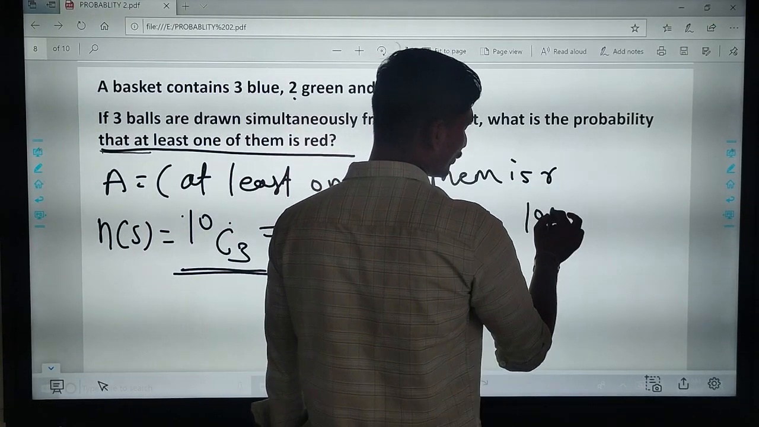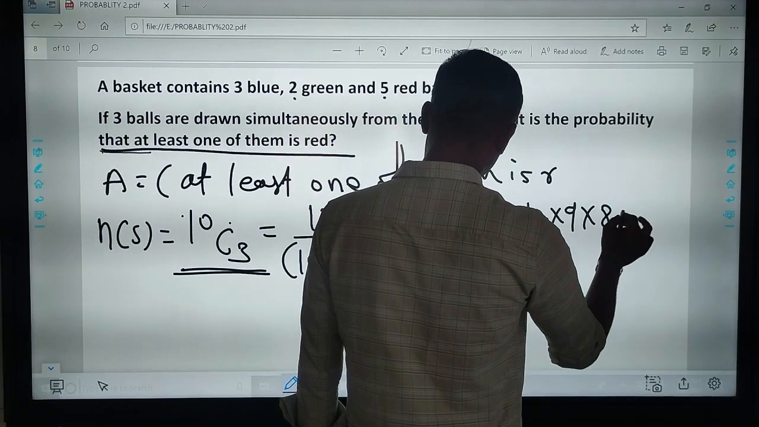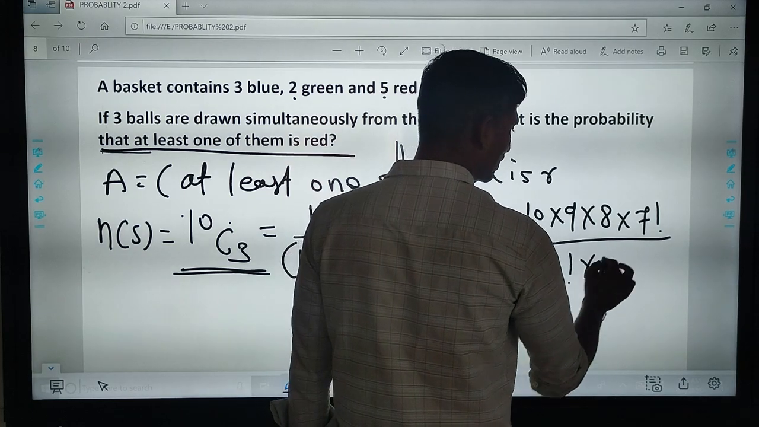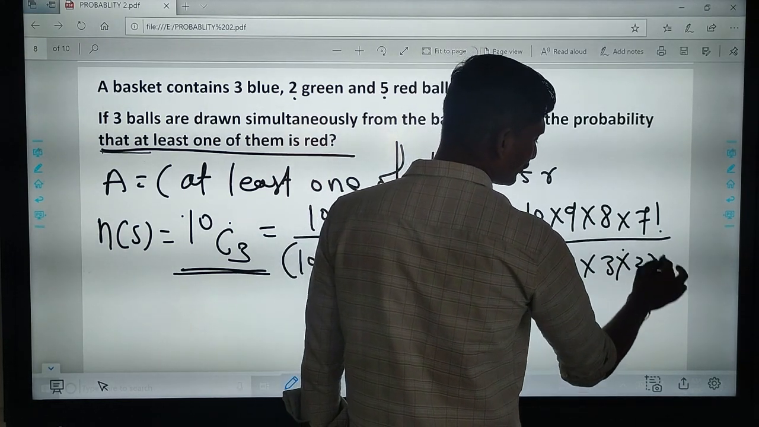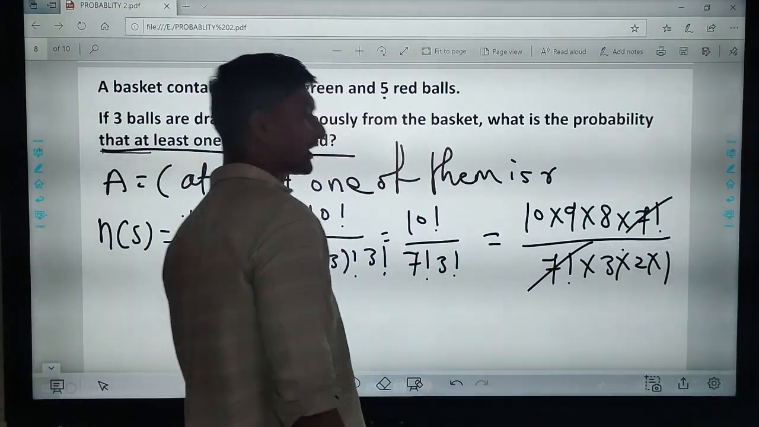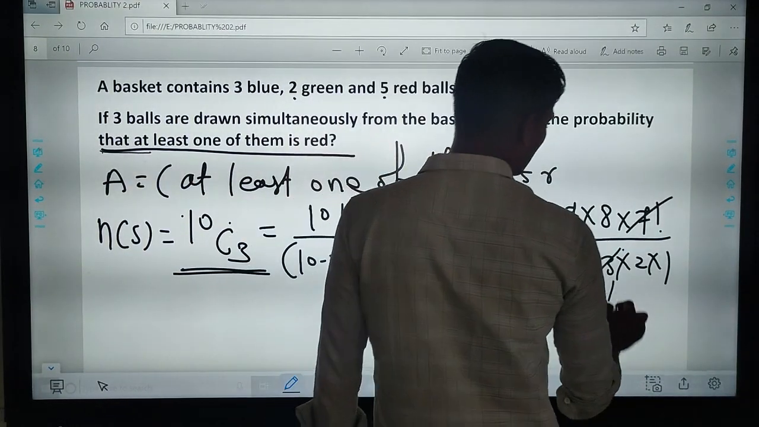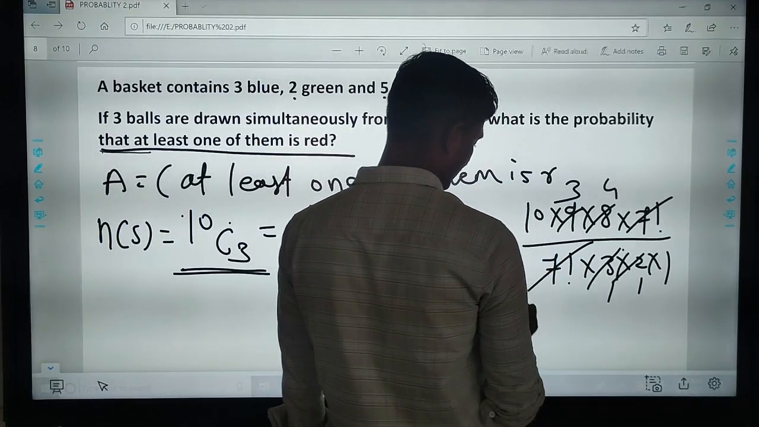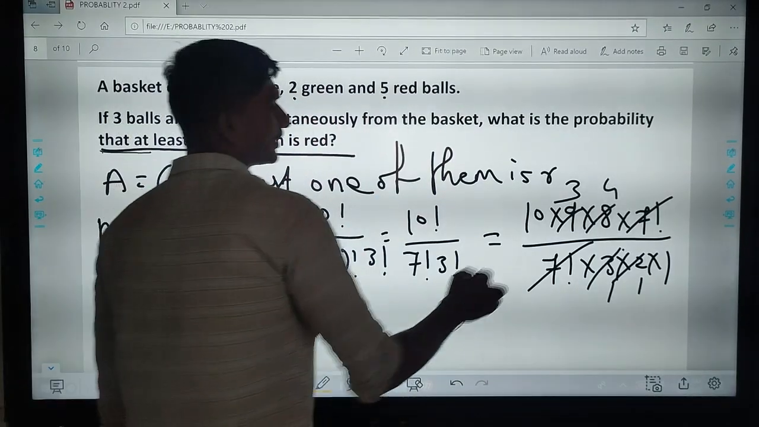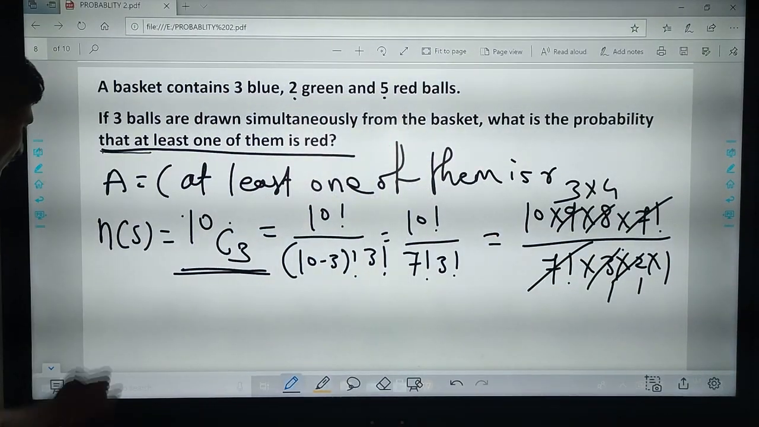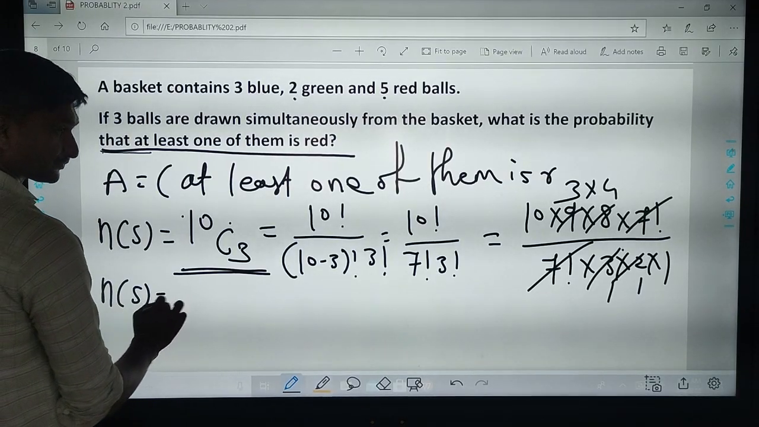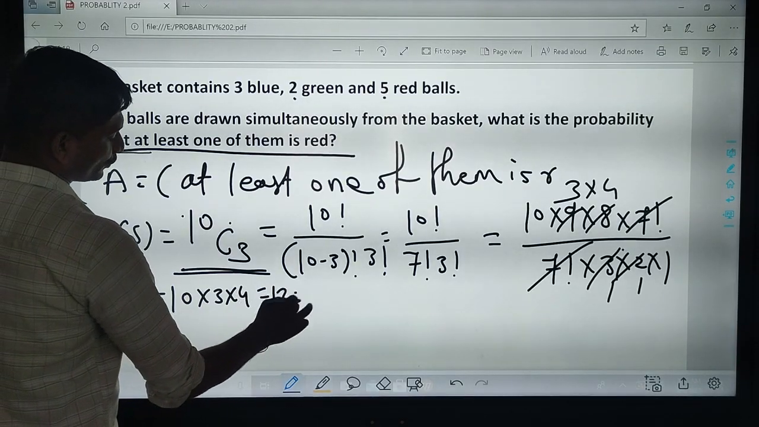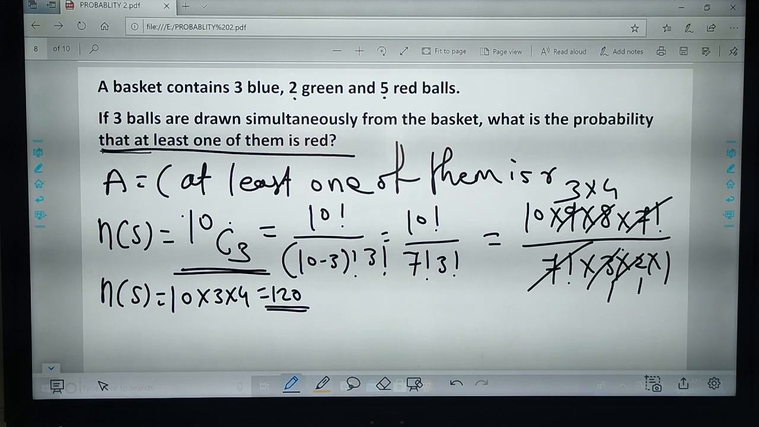Now n of S is equal to 10 into 9 into 8 into 7 factorial divided by 7 factorial into 3 factorial, which means 3 into 2 into 1. 7 factorial gets cancelled. 3 ones are 3, 3 threes are 9. 2 ones are 2, 2 fours are 8. Then your n of S is equal to 10 into 3 into 4, that is 120. This is your n of S.